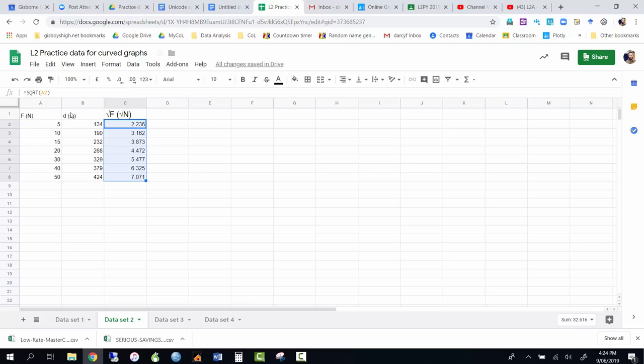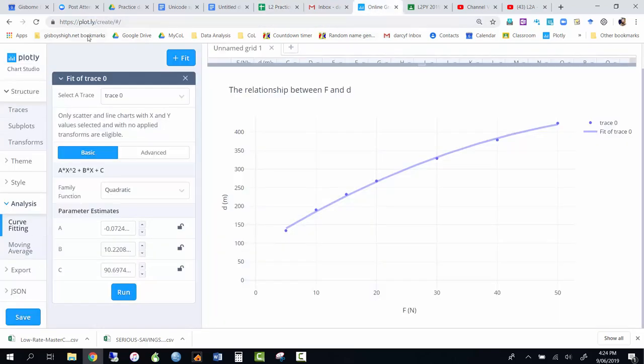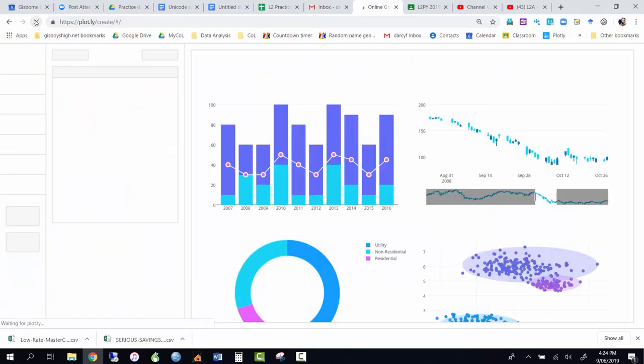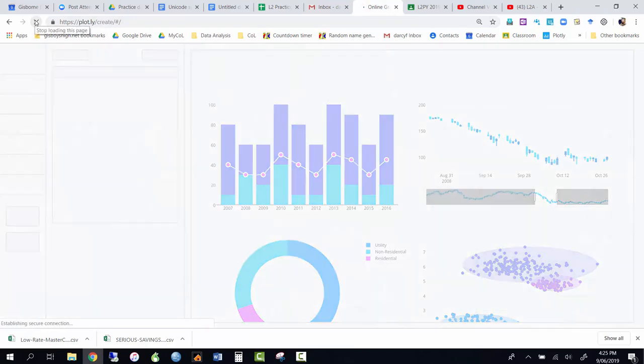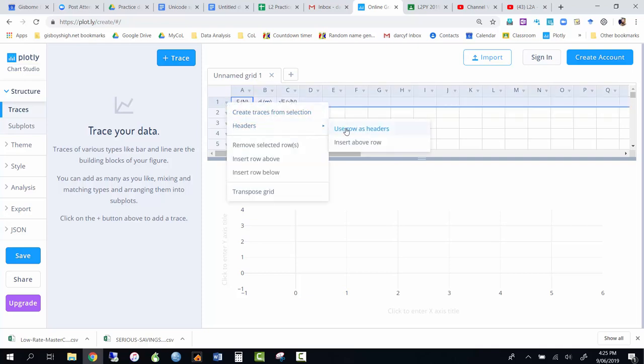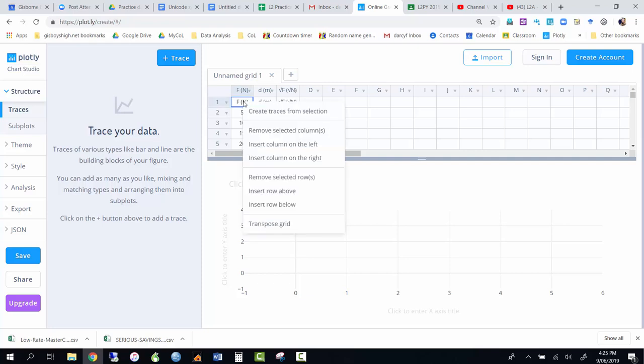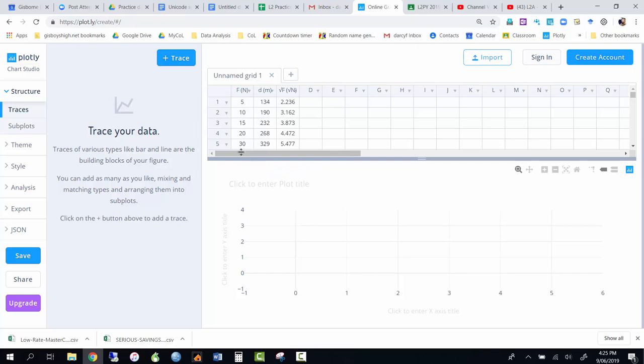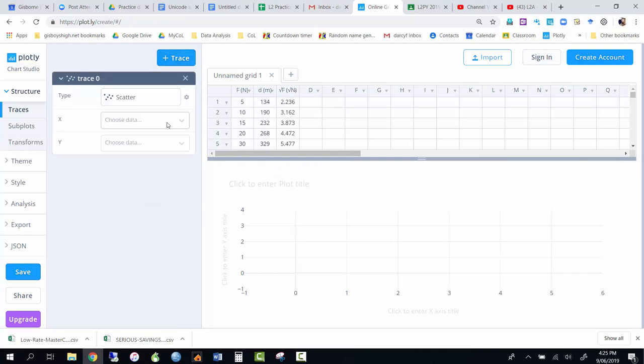Let's copy all of that data. Easiest thing to do with Plotly is refresh it. Paste all that in there. Let's put our labels on the headers, and let's delete that row. So I've just got data. Let's add a trace on the x-axis. This time I want square root f, and on the y-axis I want d.